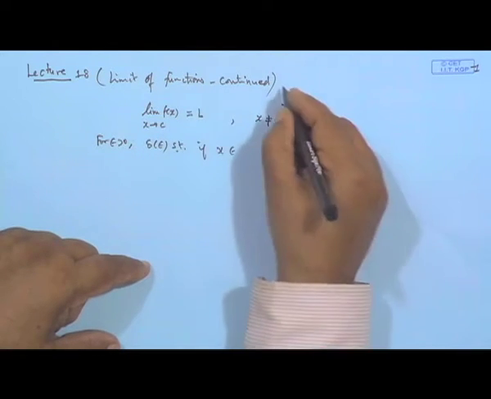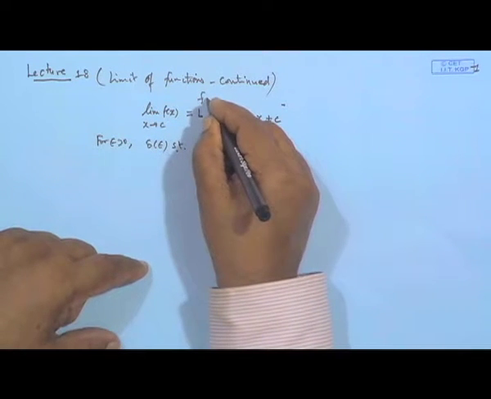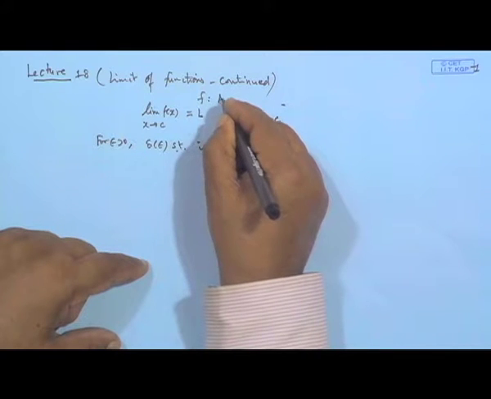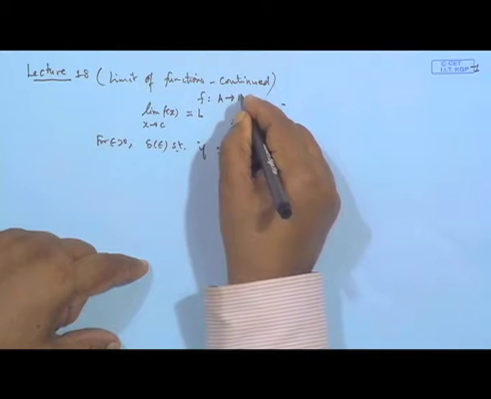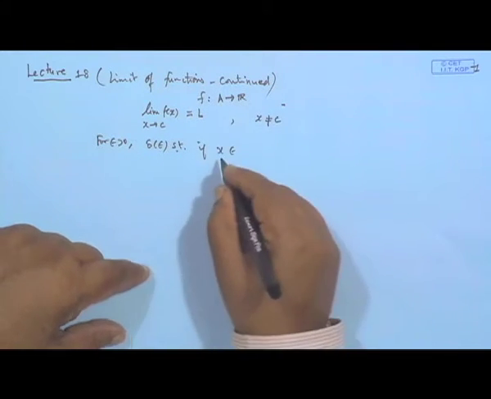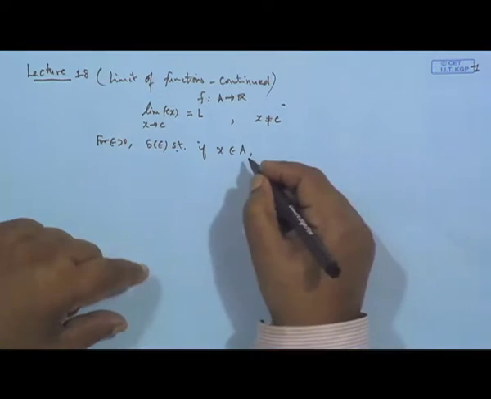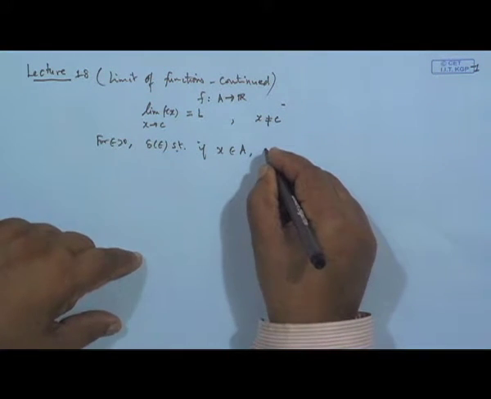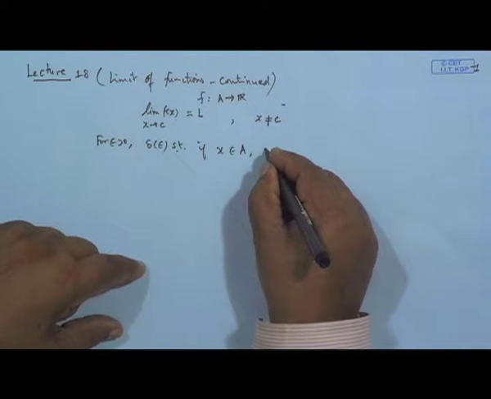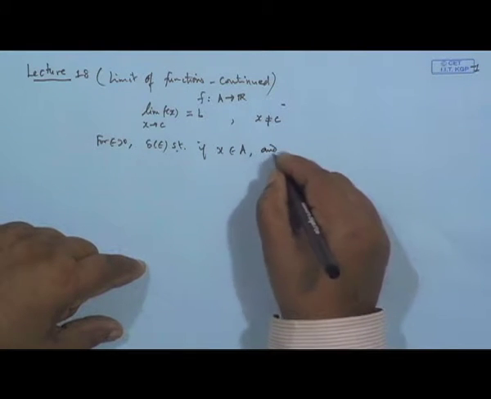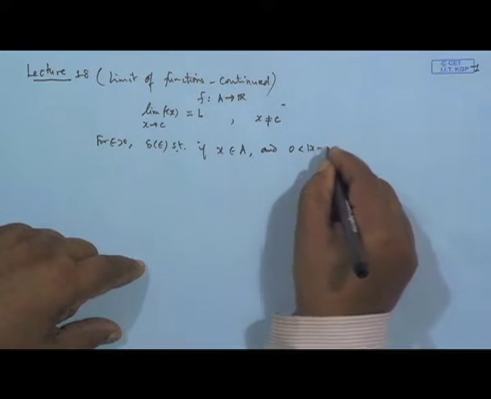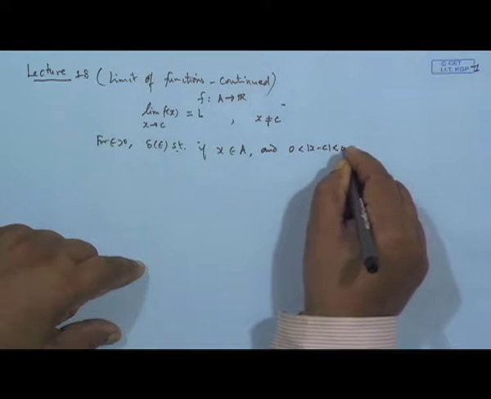f is a mapping from A to R, where A is any set. So, x belongs to A, but x is not equal to c, and x satisfies this condition: |x - c| is less than delta.